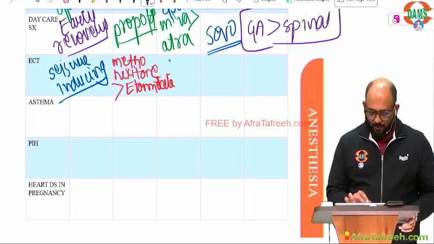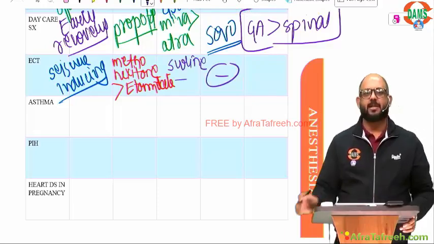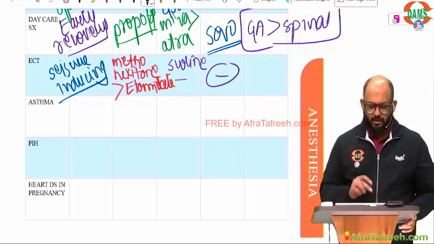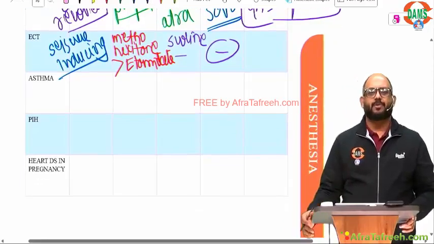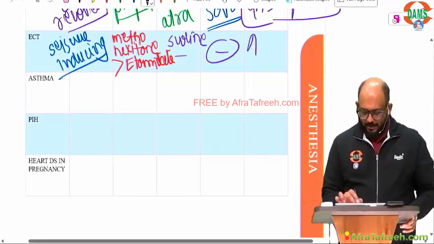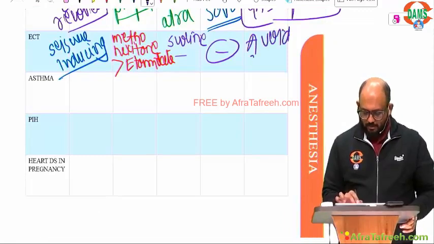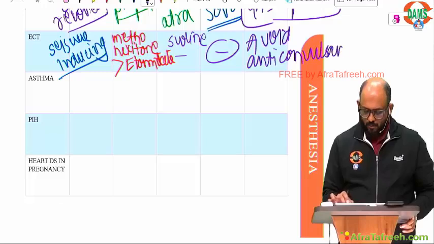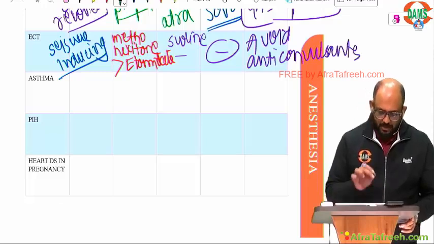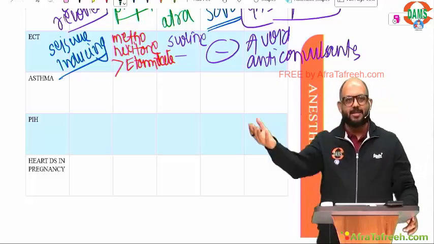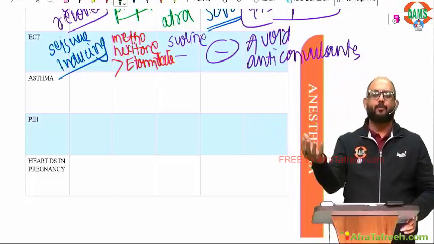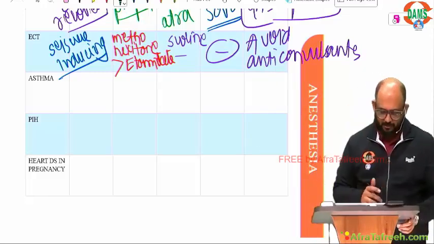Muscle relaxant, you want to give scoline. Why? Very short procedure. No need of inhalational agent. Avoid anticonvulsants. Yes, for induction we use inhalational induction, but here I am telling you if you have to use an IV induction agent, you will use ketamine.